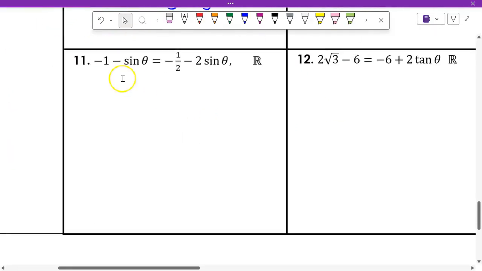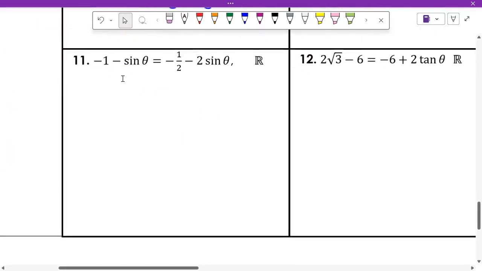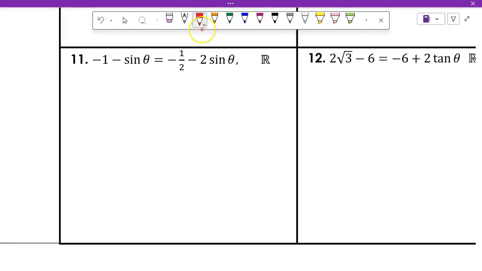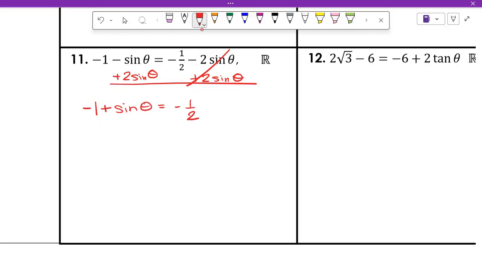Okay, this one right here. So again, we've got all real solutions on this one. So I will go ahead, and in this case, I'm going to add 2 sine theta to both sides. That way it makes it positive. So I have a negative 1, and that gets me a positive sine theta, and that's equal to negative 1/2.